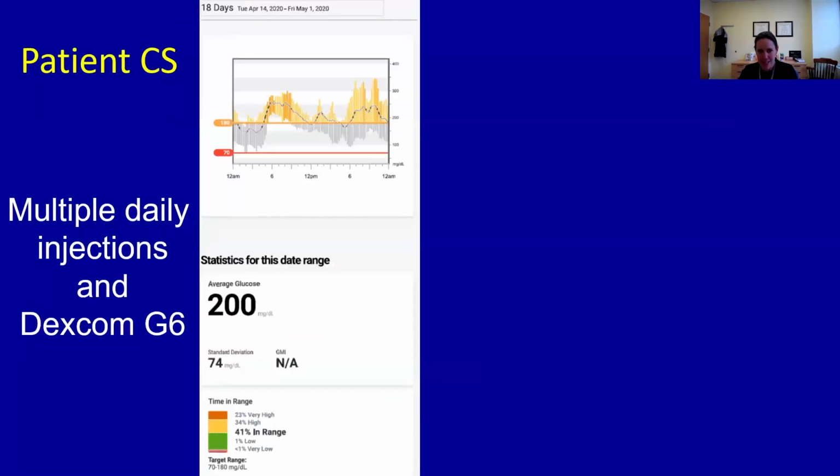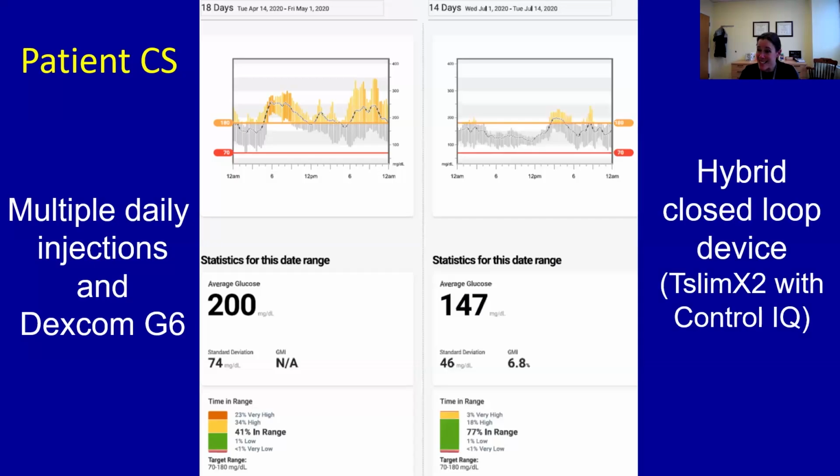So our patient, this is his CGM data when he was doing multiple daily injections using the Dexcom G6. So he had an average glucose of about 200. Then we started a hybrid closed loop insulin pump, which in this case is the Tandem t:slim X2 with Control IQ. And this was his data after. So improvement in his average glucose to 147, with a GMI of 6.8, which is the best I'd ever seen since I'd met him. 77% time in target range, just with this transition. And so really, this patient did very well with this treatment.